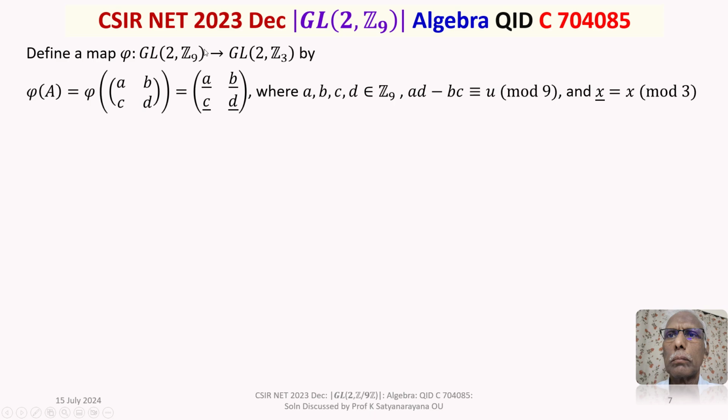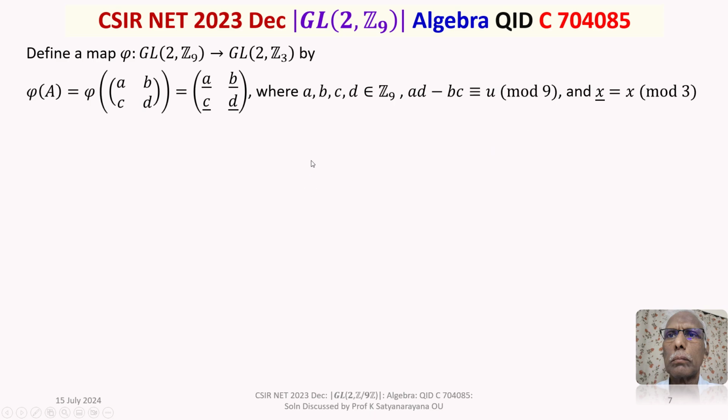Not only that, it is not going to be a mapping at all. So some of the elements of GL2 Z9 would be pushed into the zero matrix, which is not an element of GL2 Z3. That is why this condition, that the determinant AD minus BC is congruent to a unit modulo 9, is taken.